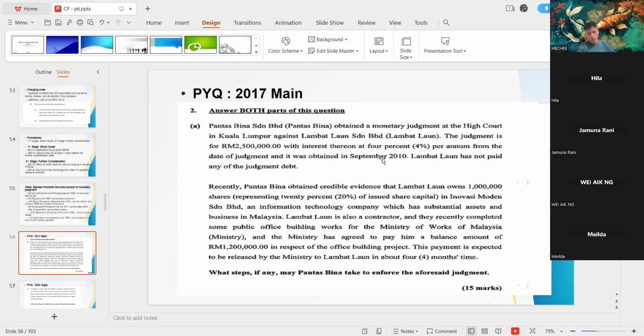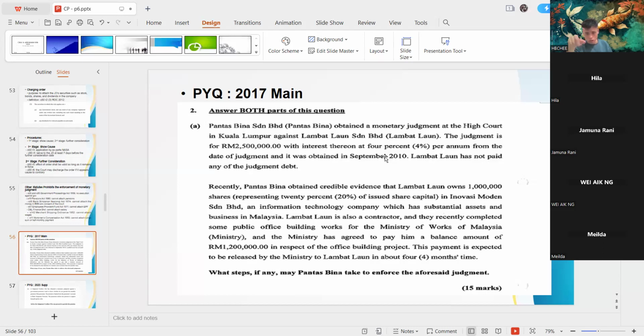And then the fourth part: since the question mentioned the timeline, as we can see, the date of judgment is September 2010. So you have to discuss the limitation period. In this situation, under Section 6 sub 3 of the Limitations Act, the limitation period to enforce a judgment is 12 years. However, under Order 46 Rule 2, leave of court is required if the judgment has lapsed for 6 years.